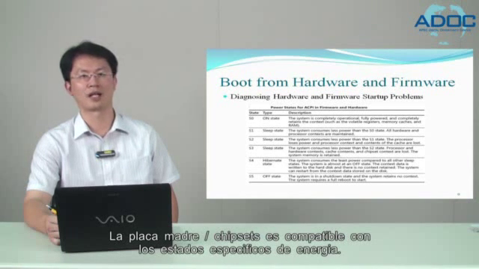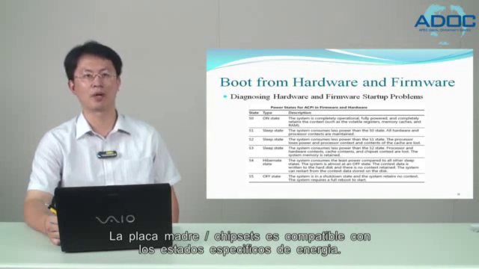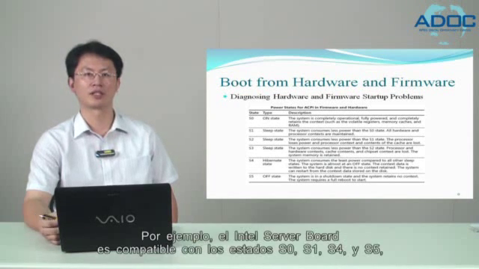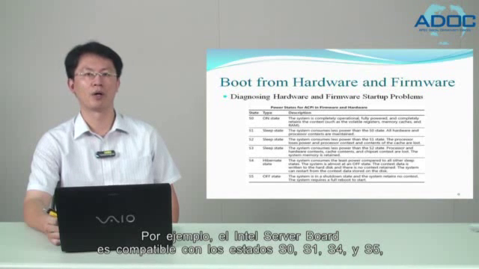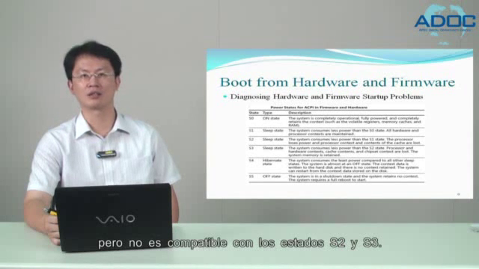Motherboards and chipsets support specific power states. For example, the Intel server board supports S0, S1, S4, and S5 states, but does not support the S2 and S3 states.